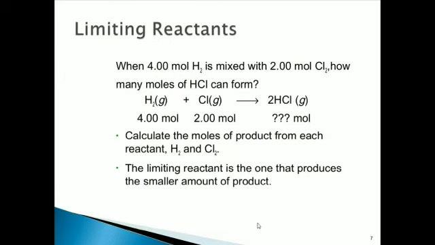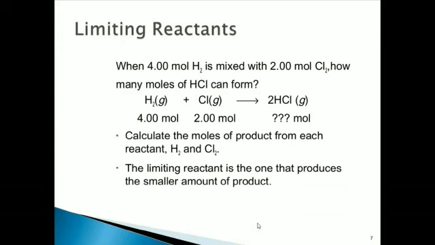So in a chemical reaction, when 4 mole of H2 is mixed with 2 mole of Cl2, how many moles of HCl can form? 4 mole and 2 mole are taken here. In the chemical reaction, H2 plus Cl2 gives 2HCl, which means 1 mole of hydrogen combines with 1 mole of chlorine.